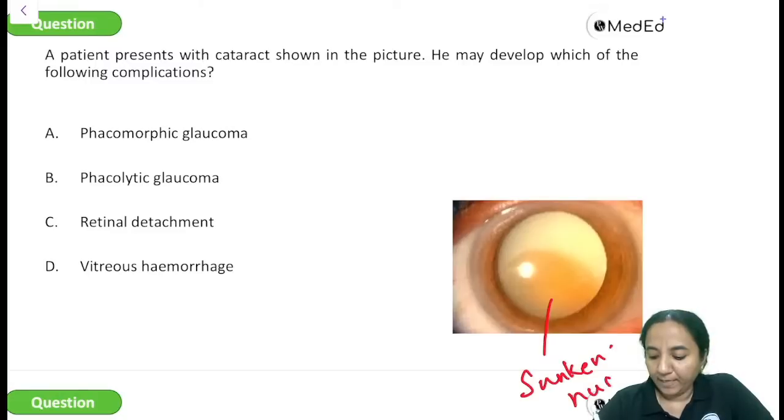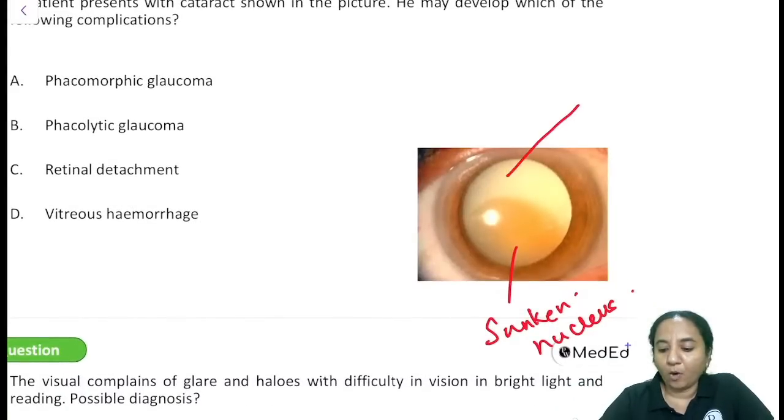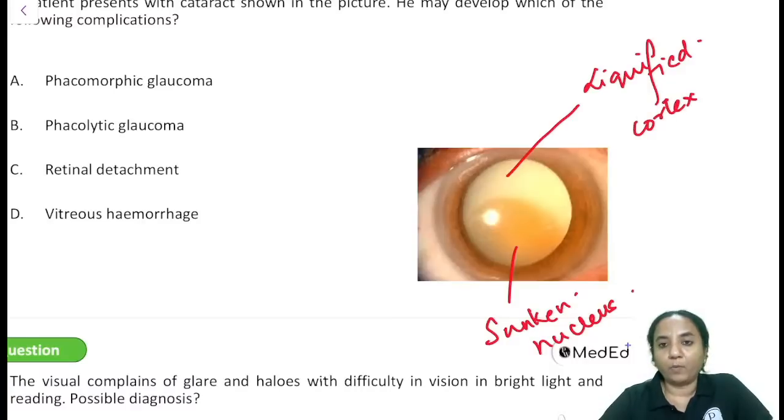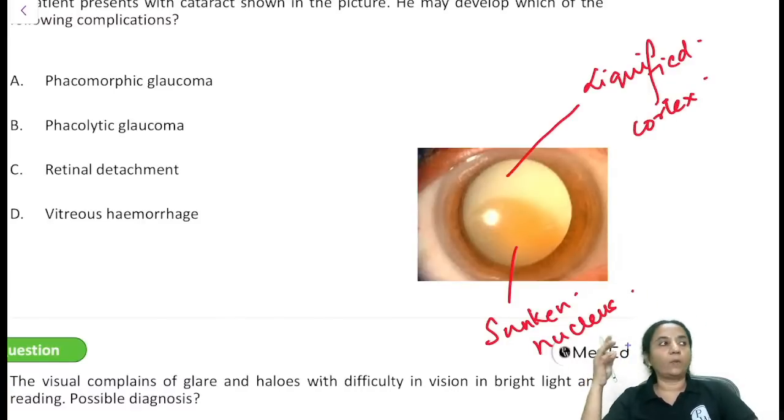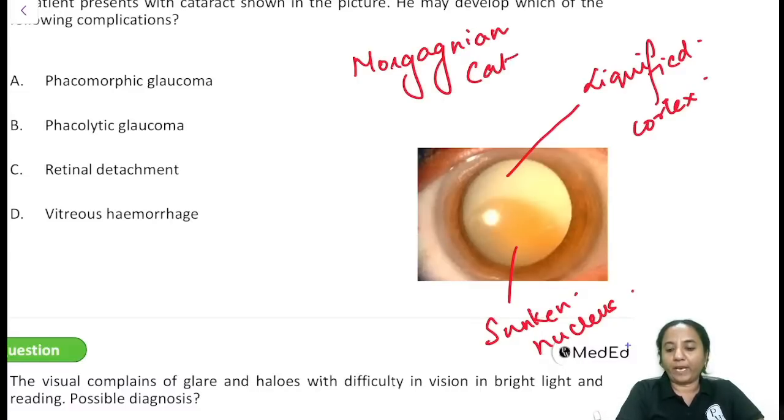Why do we see a sunken nucleus? Why is the nucleus sunken? Because the cortex here is liquefied. So we see that the peripheral cortex is all liquefied, and because the cortex is all liquefied, that is why the nucleus is sunken to the bottom. So this is a hypermature Morgagnonian cataract.